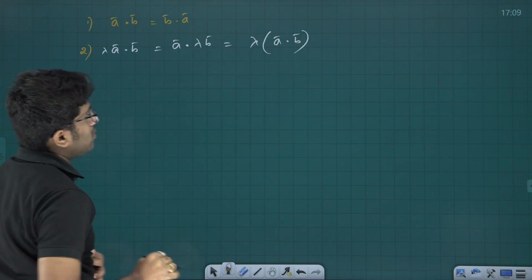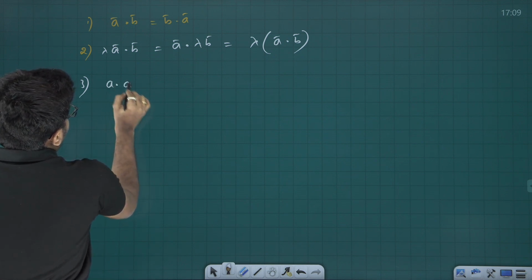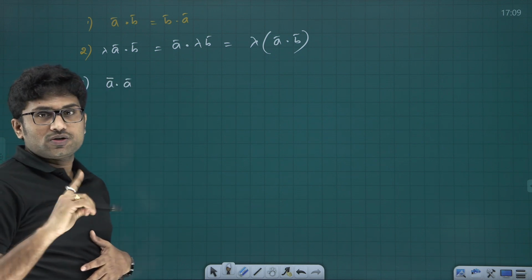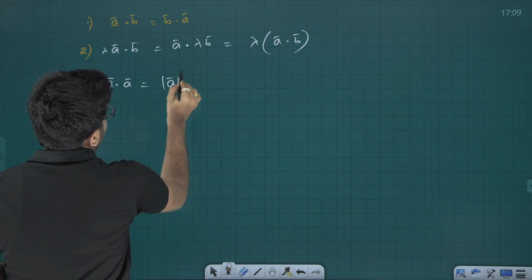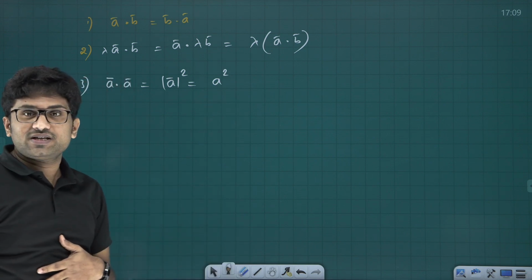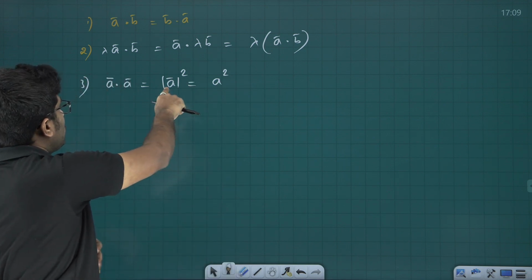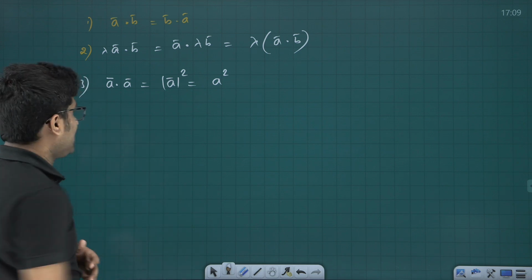Next, other important applications. Friends, whenever you come across the dot product of two vectors, A bar dot A bar is equal to mod A bar, mod A whole square. This is also equal to A square. Whether you see A square, mod A whole square, or A bar dot A bar, all three are the same.